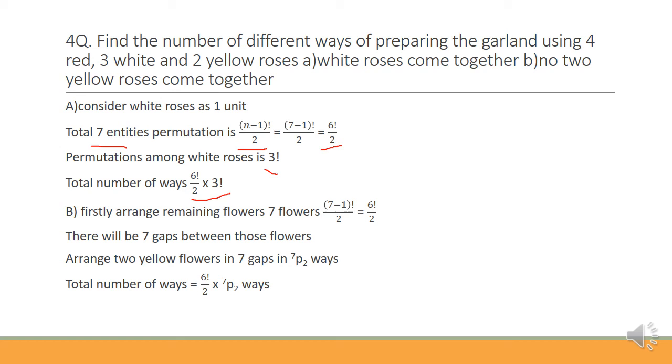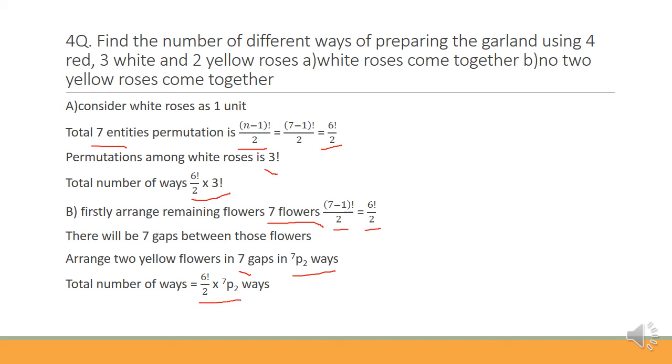Second question, B. No 2 yellow roses come together. Firstly, arrange the remaining flowers. The remaining flowers are 7 flowers. So the permutation is 7 minus 1 factorial by 2, that is 6 factorial by 2. There will be 7 gaps between those flowers. Then arrange those 2 yellow flowers in those 7 gaps. We can arrange those 2 yellow flowers in 7 gaps in 7P2 ways. Then the total number of ways so that no two yellow roses come together is 6 factorial by 2 into 7P2.